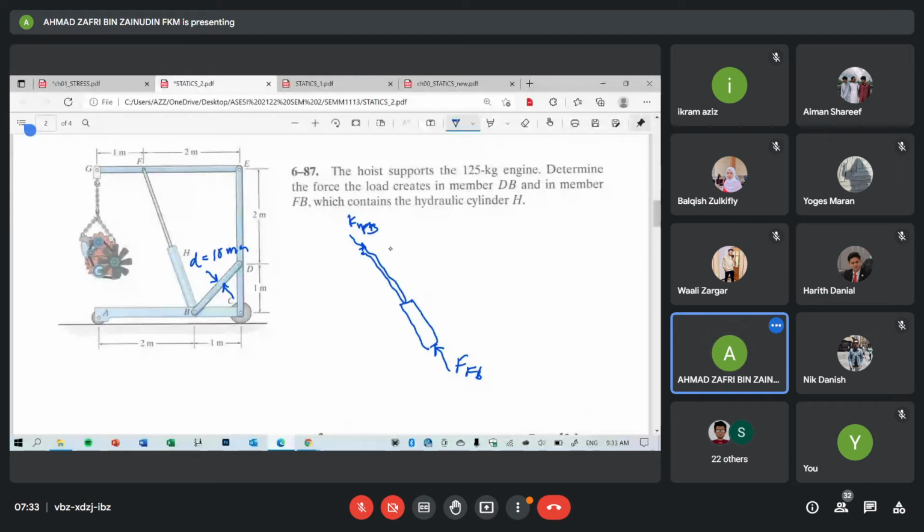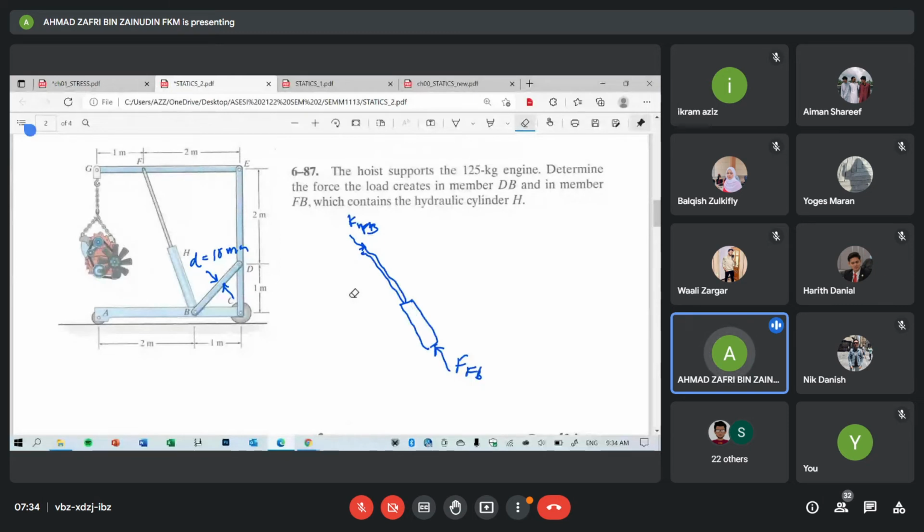That's different. At H, let's say you have another force, say 5 kilonewton. Then it will be different. Let's say at H you have another external force. Then the internal force in FH and the internal force in FB will be different. But now there's no applied force in between F and B, right? There's no external force applied. So the internal force in FH and the internal force in HB will be the same.